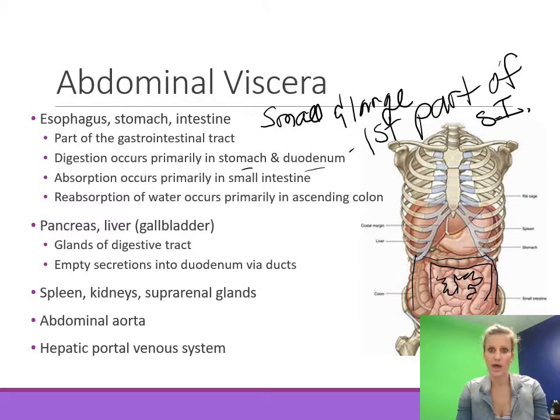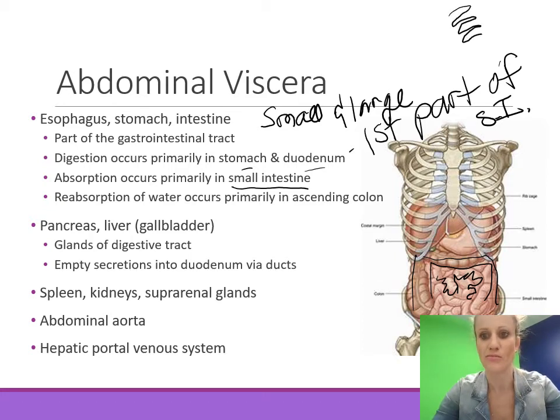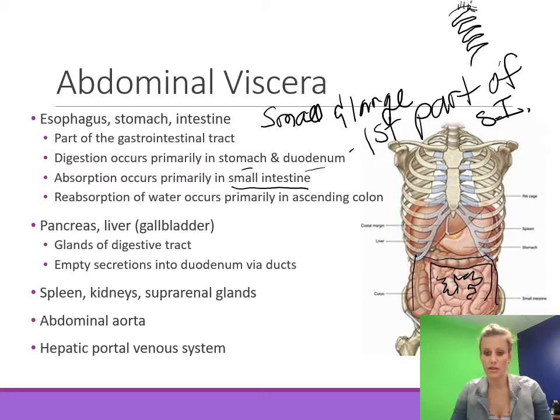Once we digest the food, we have nutrients that we need to absorb. Most absorption of nutrients, vitamins, and minerals occurs in the small intestine. A reason for that is simply surface area. There is a huge surface area in the small intestine because of, one, the length of the small intestine, but then also because the mucosa is arranged in villi, or little finger-like projections. And then on those villi, we have microvilli. So there's a huge surface area in the small intestine, and that allows for absorption of all of the nutrients.